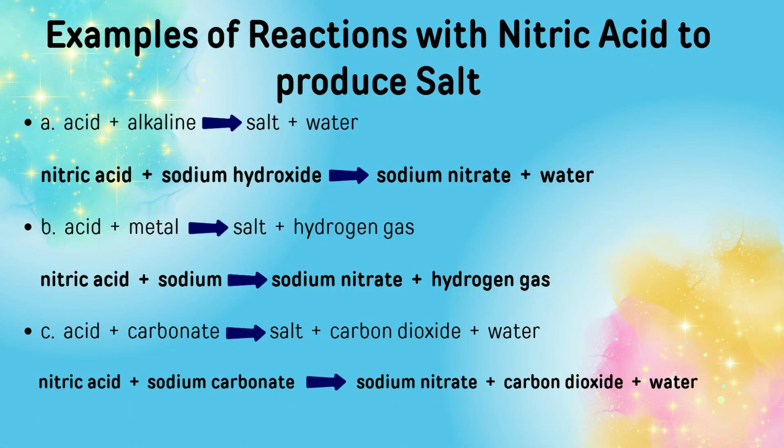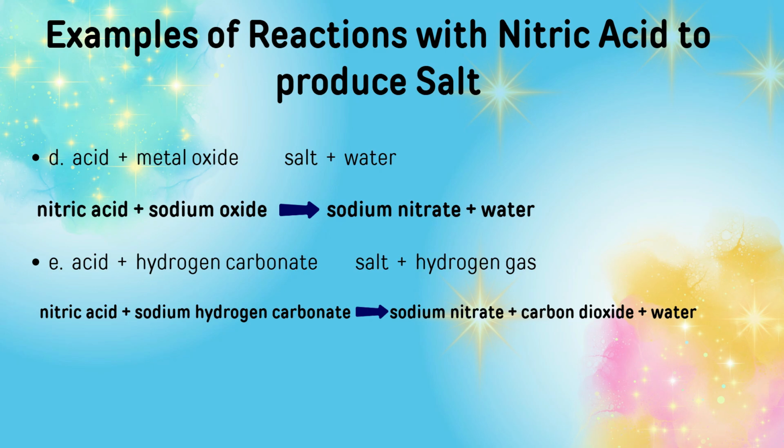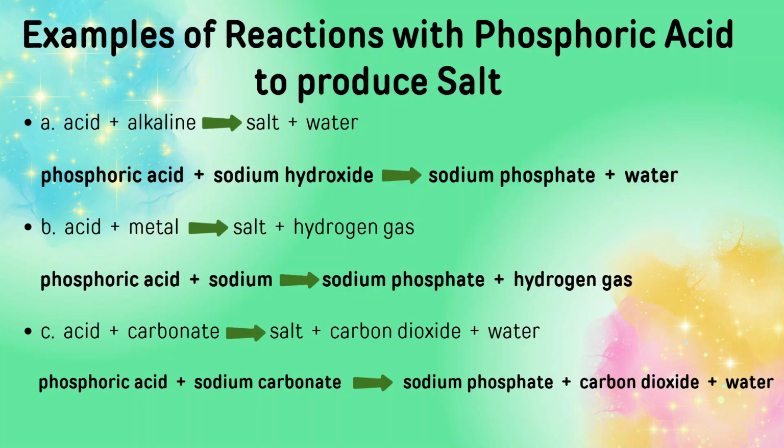And now we have another acid, which is nitric acid, with the same types of reagents. Nitric acid plus sodium hydroxide gives sodium nitrate plus water. Then we have nitric acid plus sodium giving sodium nitrate plus hydrogen gas. Then we have nitric acid plus sodium carbonate to give sodium nitrate plus carbon dioxide plus water. Nitric acid plus sodium oxide gives sodium nitrate plus water, and nitric acid plus sodium hydrogen carbonate gives sodium nitrate plus carbon dioxide plus water.